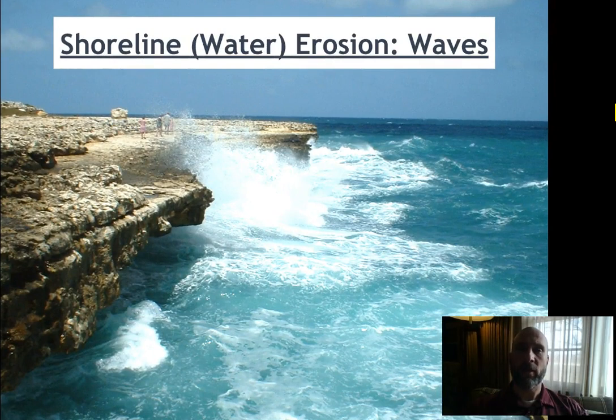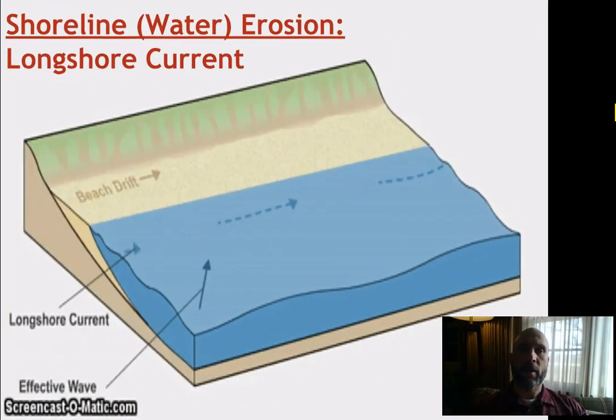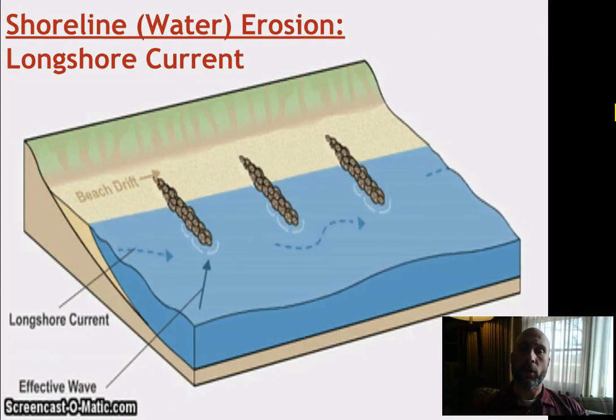As the waves pound and have their effect on the shoreline, right? The waves are obviously going to carry material away and affect the shoreline. Another one that occurs is called longshore current.